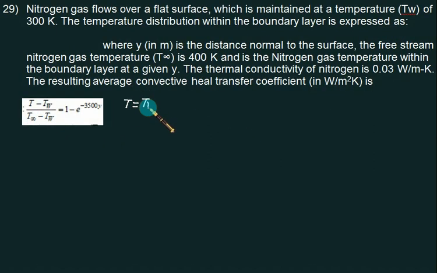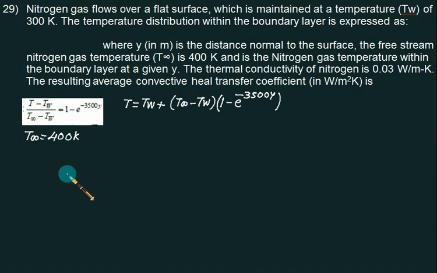This time we are given the temperature distribution, and again you have to find the heat transfer coefficient. If we solve for T, we get T = Tw + (T infinity − Tw)(1 − e^(−3500y)). First of all, T infinity is given as 400 Kelvin, k is given as 0.03 and T wall is given as 300. To calculate h, we require dT/dy at y equal to 0.